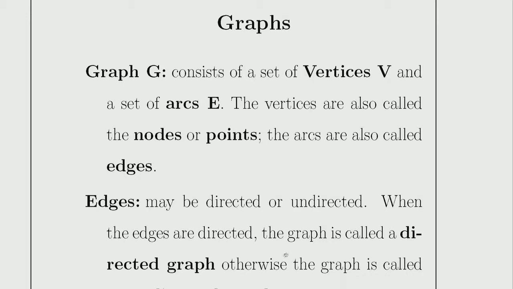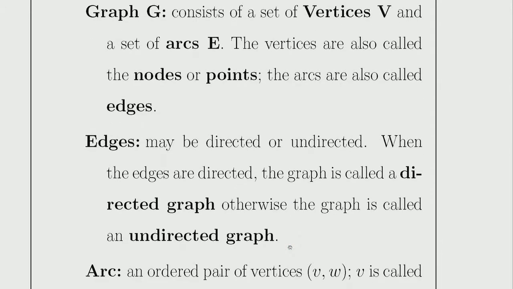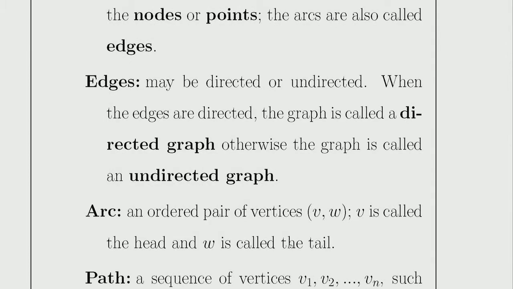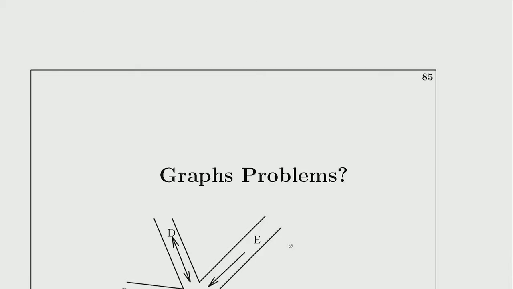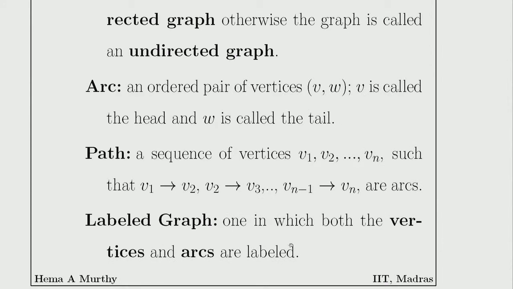When the edges are directed, the graph is called a directed graph, otherwise the graph is called an undirected graph. Now, how do you define an arc or an edge? We represent it as an ordered pair of vertices. See the example over here.